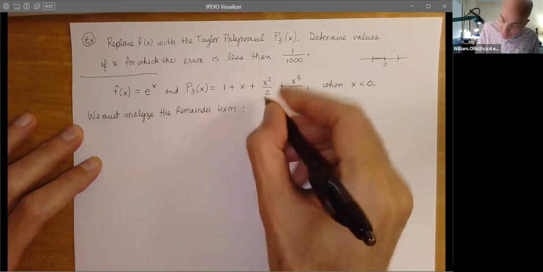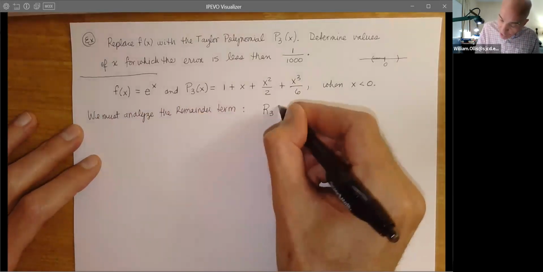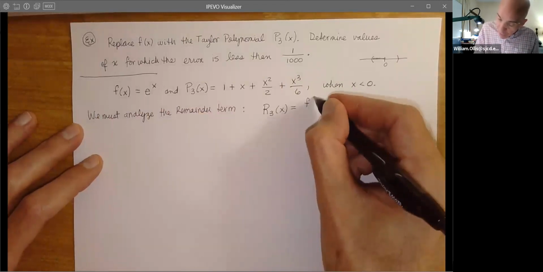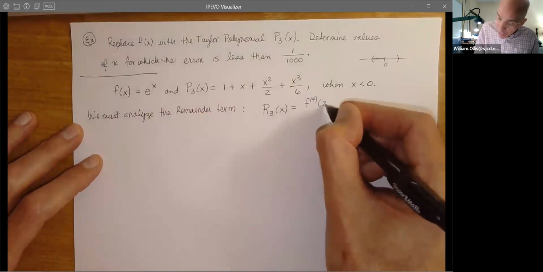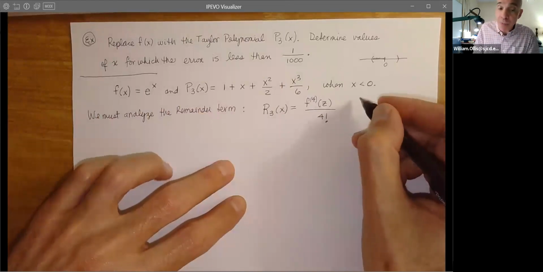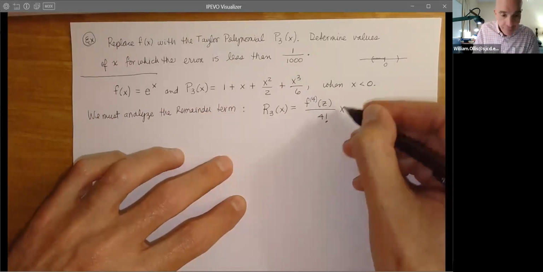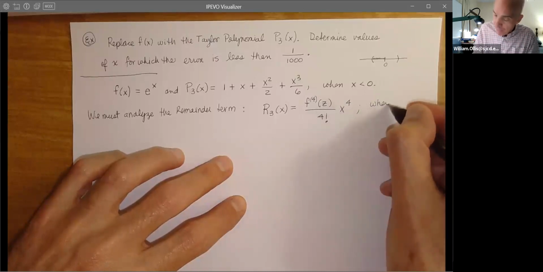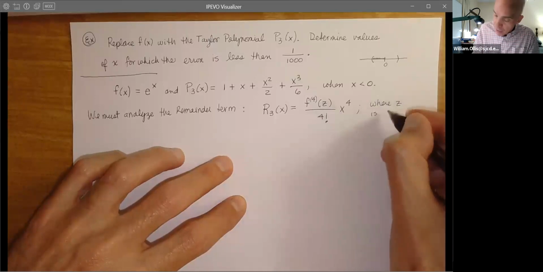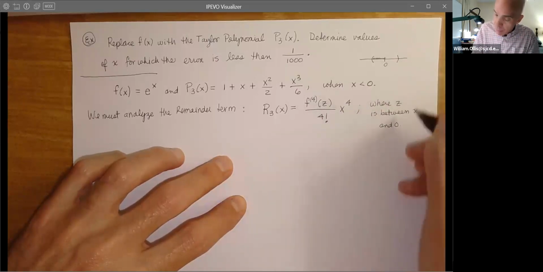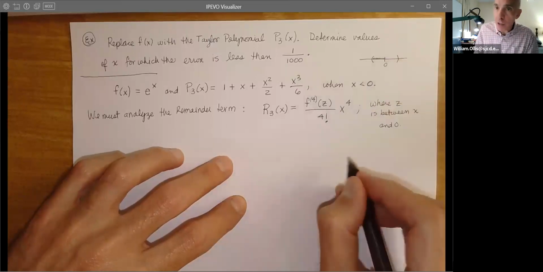So in this case, what's the remainder term here? Let's just write it down. This is f fourth derivative evaluated at z divided by 4 factorial, in this case times x to the 4th, where z is between x and c, which is 0. So there'll be a z in here. We're going to try to figure out an x.